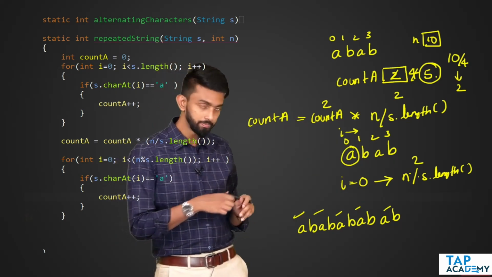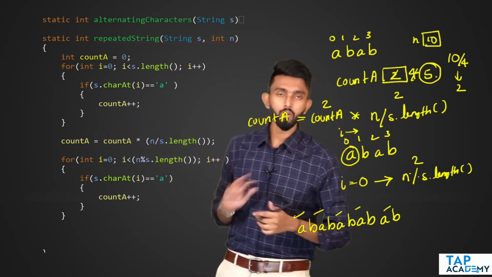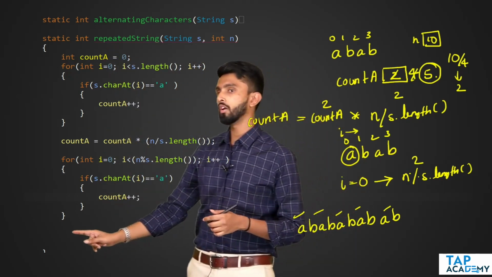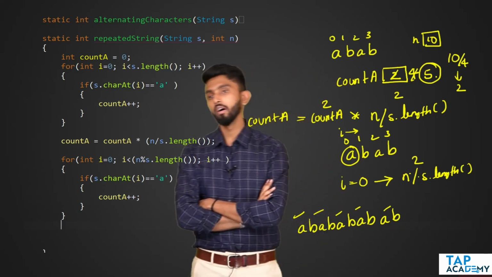How are you able to think? And obviously the interviewer will get to know your thoughts, how you are writing. Now ultimately, at the end of it, I should return my count A. So I'll just go there and write return count A.